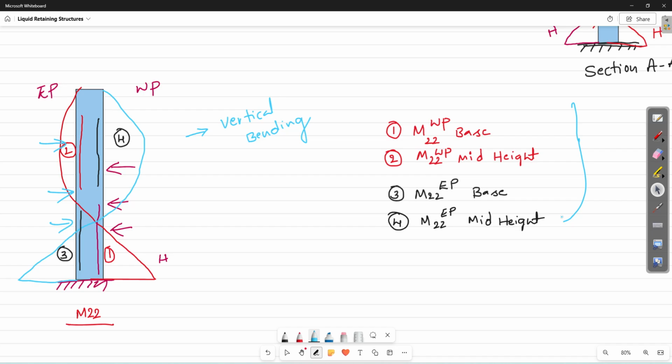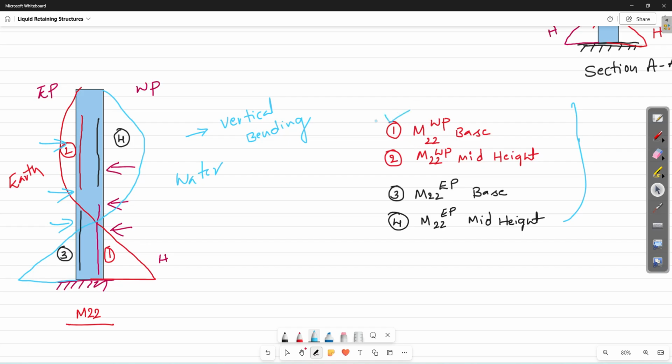You have to provide 4 reinforcements. Okay. So steel, here you have the water. This side it is water phase, and this side you have earth.